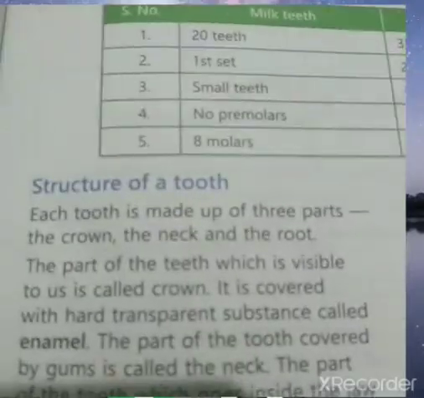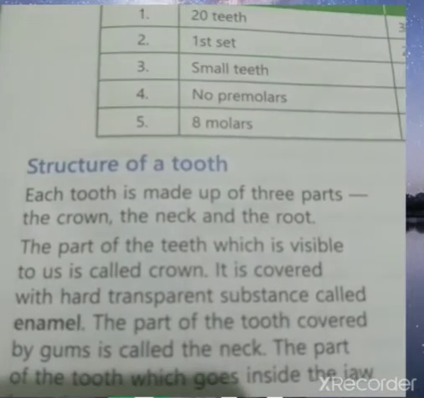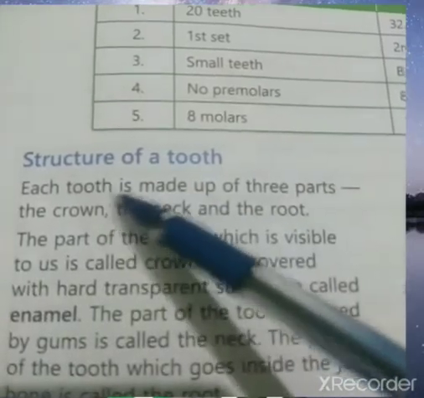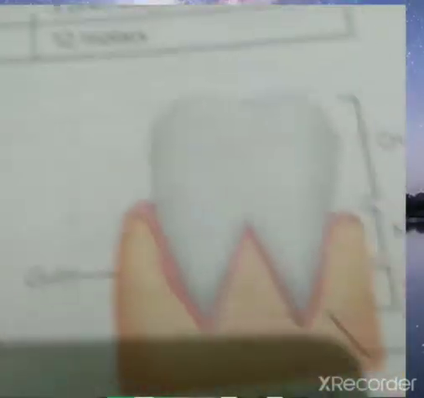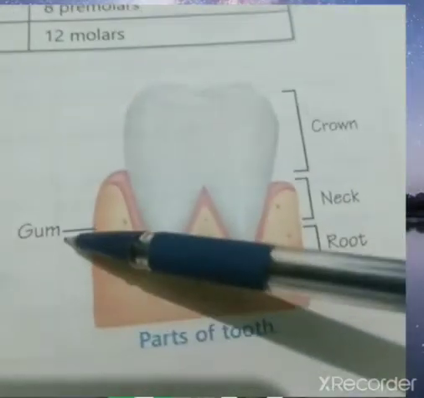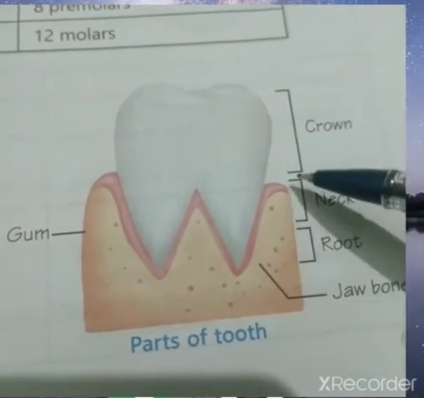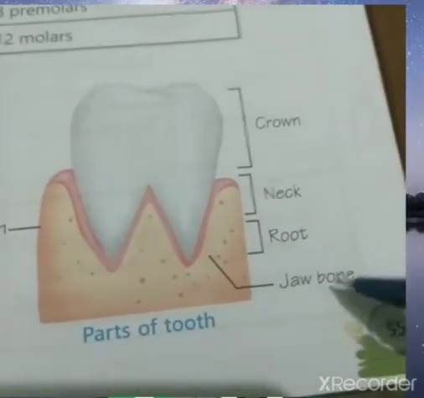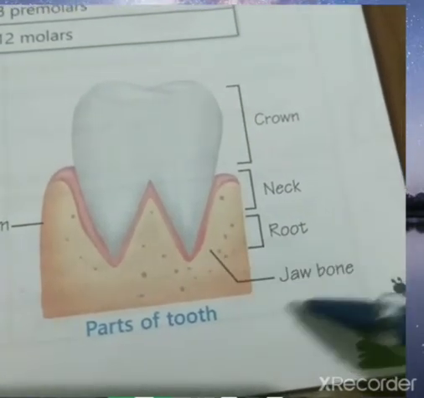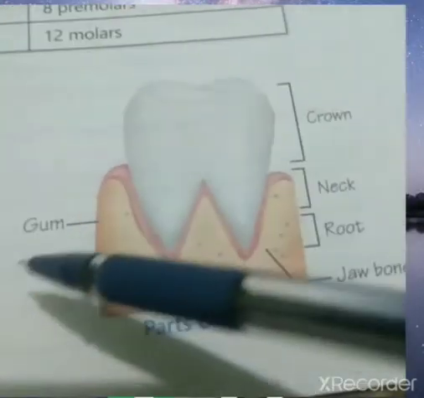Morning, children. Today we are going to study about the structure of a tooth. As we know, each tooth is made up of three parts. This is the structure of a tooth, the parts of a tooth. This is our gum, this is the crown, this is the neck, this is the root, and this is the jawbone.